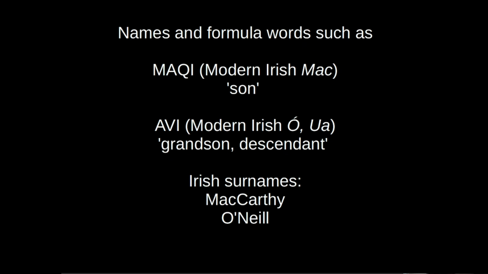You might be wondering what they wrote with this Ogham script, and the answer is names. Names of people and kin groups who were obviously important at the time. And we also find formula words such as mocoi, meaning son, modern Irish mac, and avi, meaning grandson or descendant, modern Irish ó. And these would be the origins of our Irish names, McCarthy, O'Neill, etc.